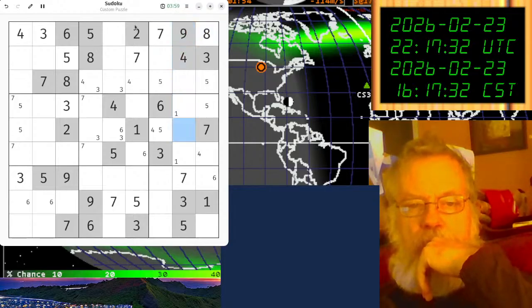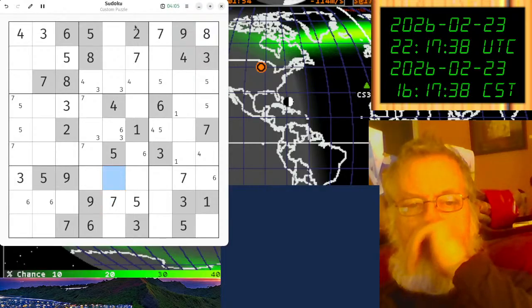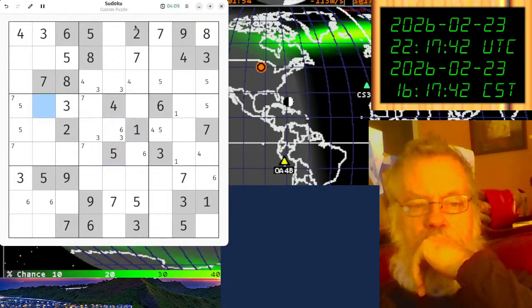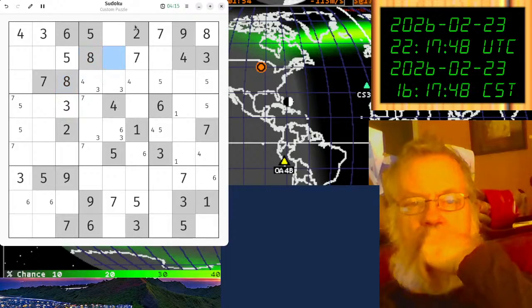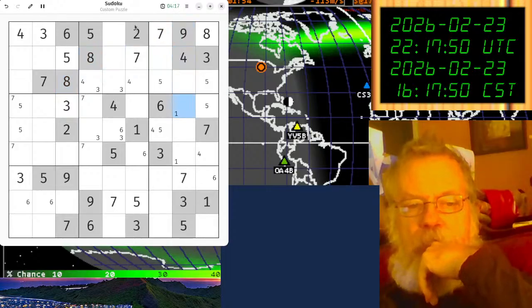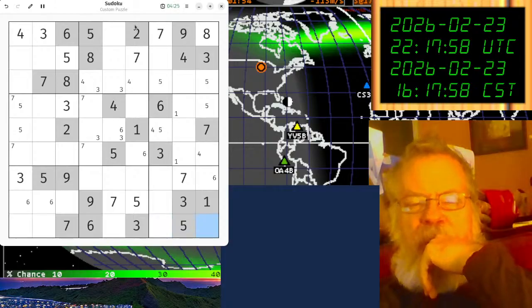One of these 3 will be an 8. One of these 3 will be an 8. I've got 3 possibilities here and here. Here we've got 6 possibilities and 4 possibilities. So we want to move on to 9s. We've got a 9 here, which says one of these 3 will be a 9. One of these 2 is going to be a 9.